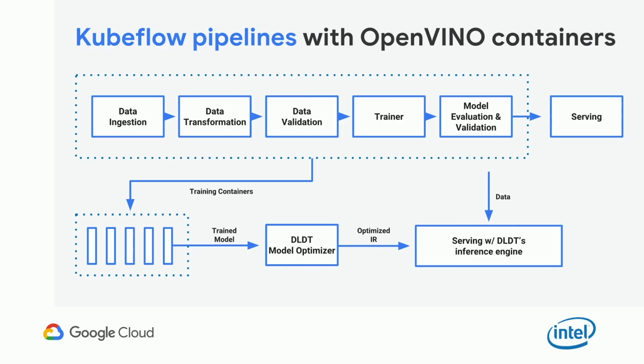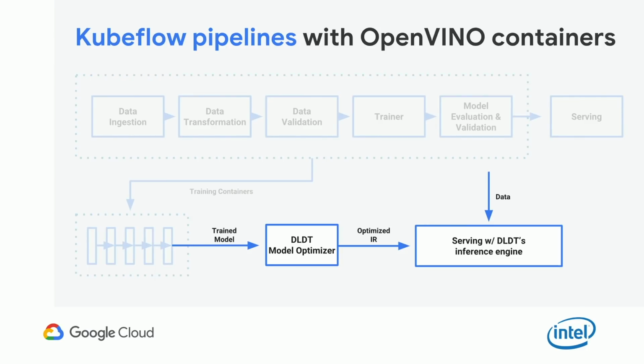The way OpenVINO is integrated into this flow is that the trained model is fed to the DLDT model optimizer. The model optimizer generates optimized IR, and then the optimized IR is fed into the serving with DLDT container, basically using the inference engine to run this as efficiently as possible on the Intel hardware backend.